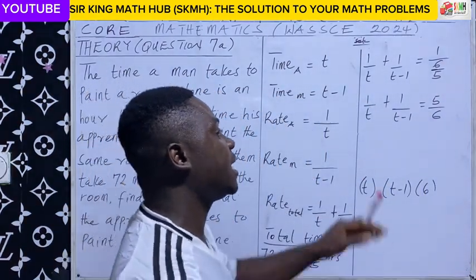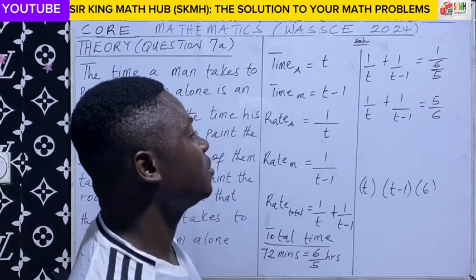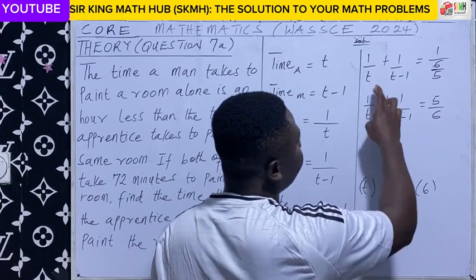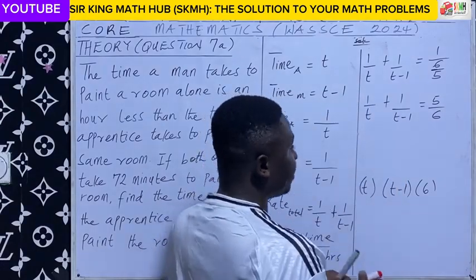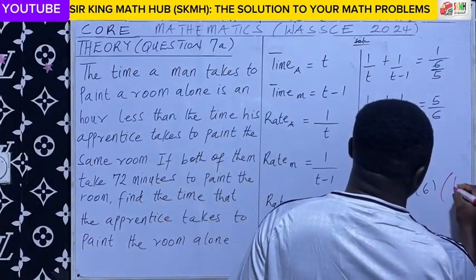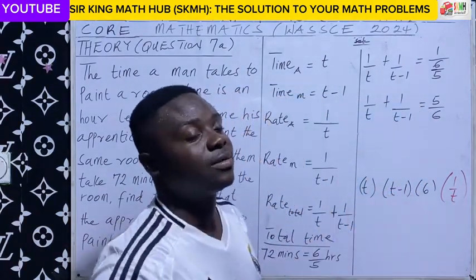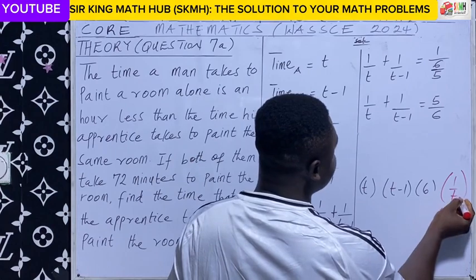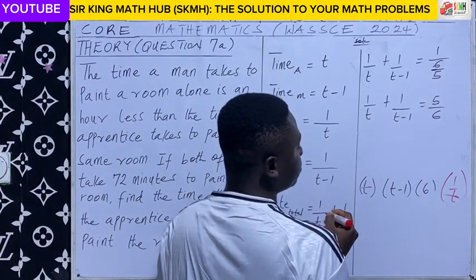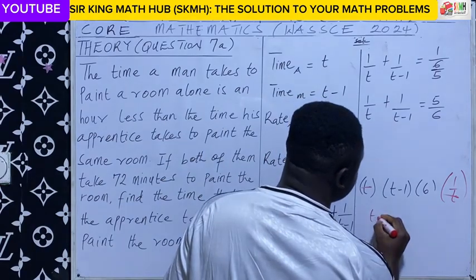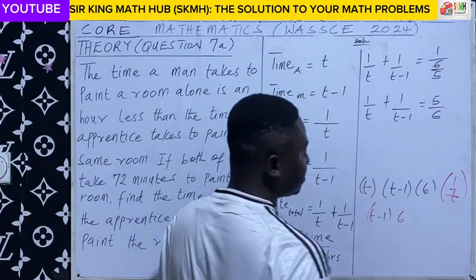So we need to multiply the 3 denominators here. So this is the LCM. Now we can choose to simplify the first term. You have to multiply the first term by the LCM. So we have the first term here. To multiply the first term by the LCM, what will happen? See that t will cancel out, leaving t minus 1 multiplied by 6.